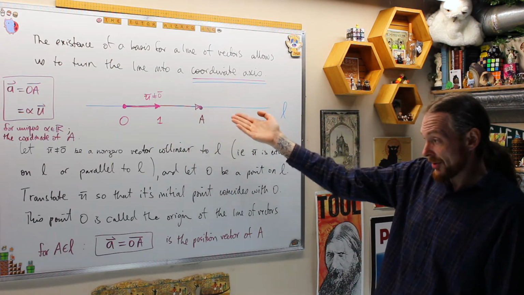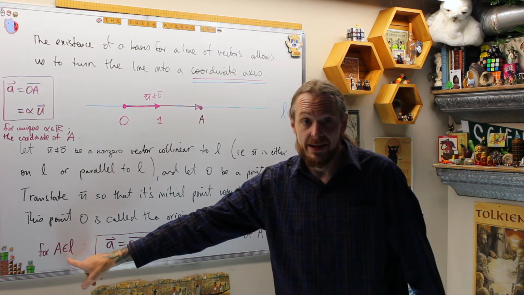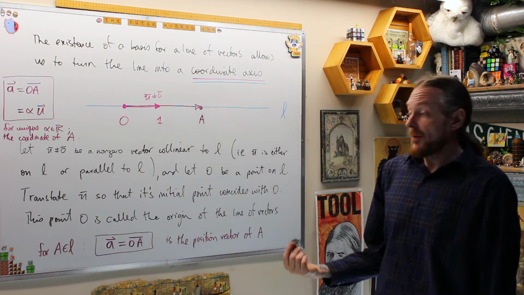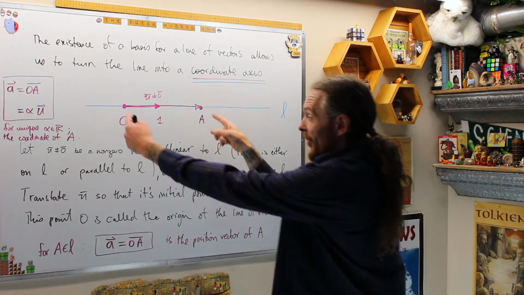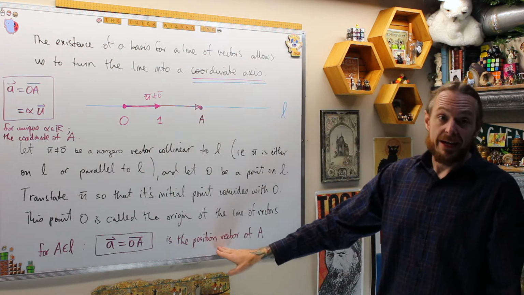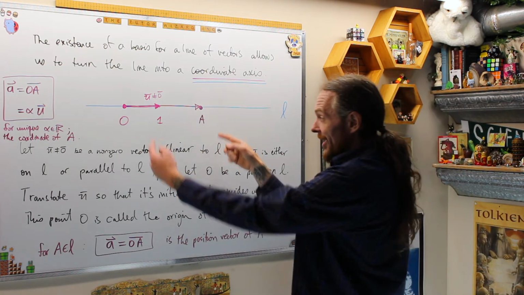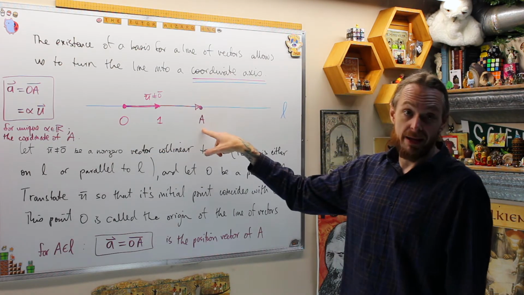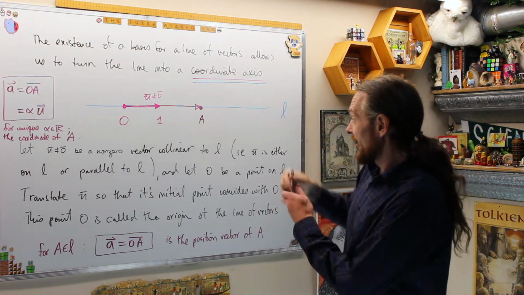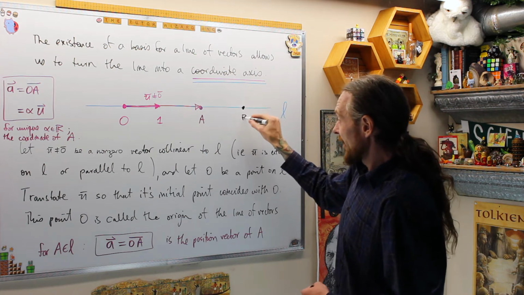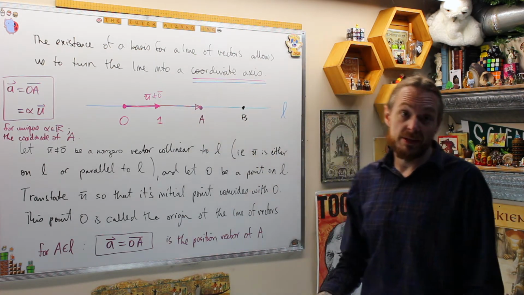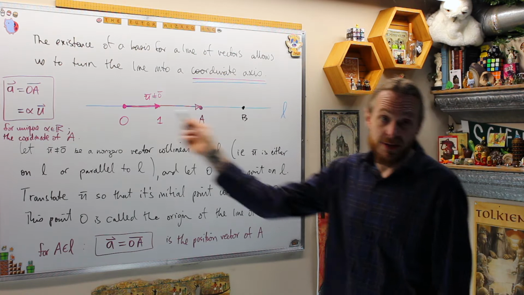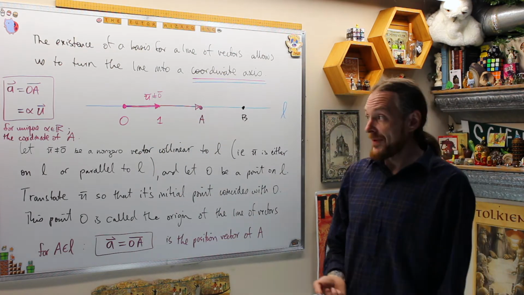Pick another arbitrary point A on this line L. Then we know from our theorem that we can create what we're going to call the position vector of A. How do we do that? Well, you just pick an arbitrary point A and you create the vector OA for every point on there. If you have another one B, then you're going to create OB, and that'll create the position vector of B. So every point on this line now has an associated position vector.